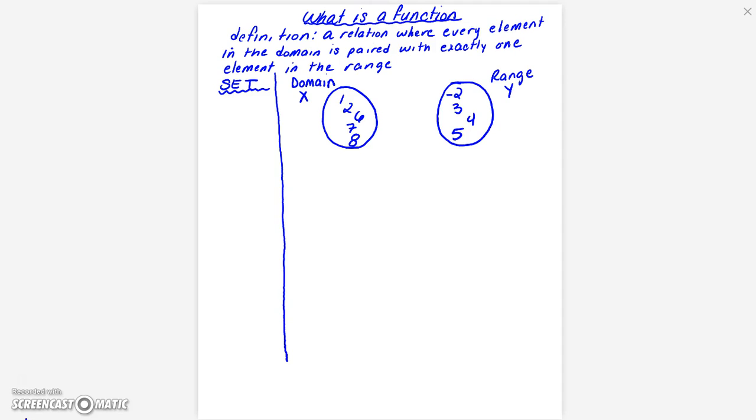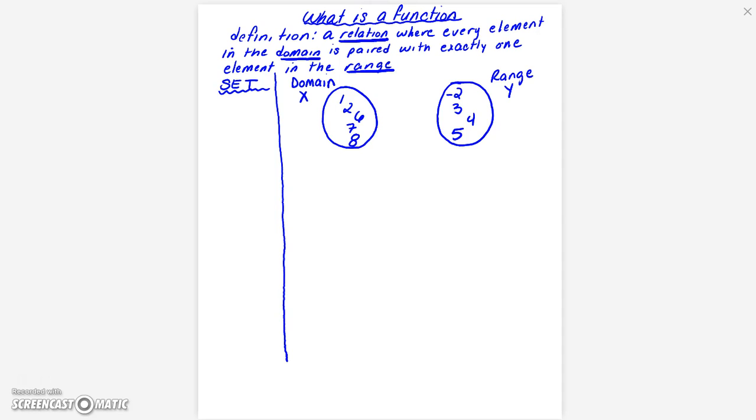The definition of a function is a relation where every element in the domain is paired with exactly one element in the range. And we went over those key words in our do now. Relation, right? Domain, and range. And our domain represents our x values, our range represents our y values in a coordinate system, and the relationship is just the set of those two things.